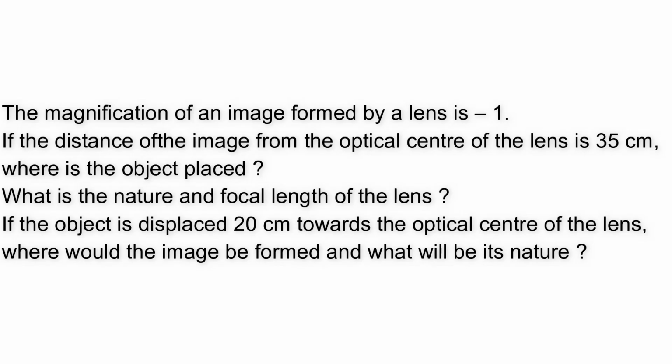Next, the magnification of an image formed by a lens is minus 1. If the distance of the image from the optical center of the lens is 35 centimeter, where is the object placed? What is the nature and focal length of the lens? If the object is displaced by 20 centimeter towards the optical center of the lens, where would the image be found and what will be its nature?